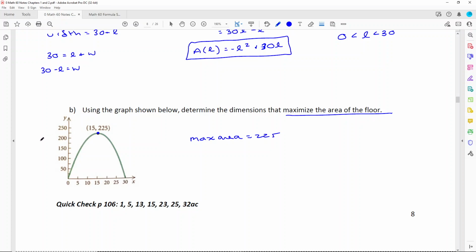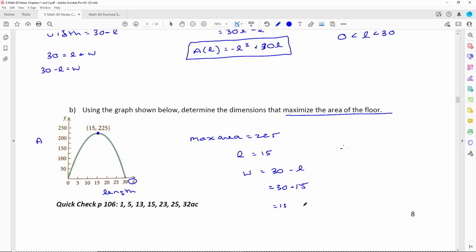Because the y scale is area versus the x is length, when the length is 15. Okay, because they used x, but my x was L, so when the length is 15. So it says, what dimensions will maximize the floor area? Well, if the length is 15, the width is always 30 minus the length, so 30 minus 15, and the width is 15.